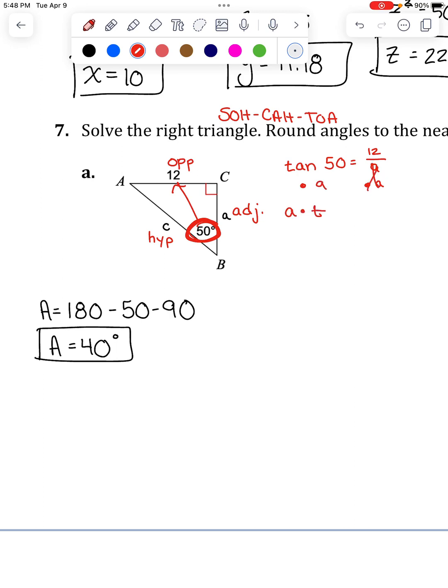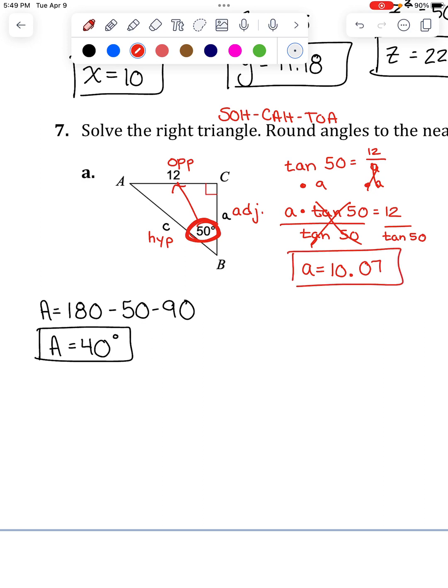Always multiply by the denominator. That way those cancel out. A getting multiplied by tangent of 50 is equal to 12. To get A alone, I divide by tangent of 50. That cancels out. And 12 divided by tangent of 50 is 10.07. Make sure you're using lowercase because it is a side.